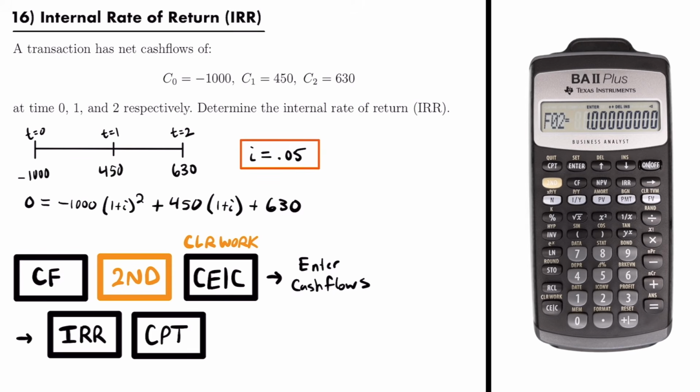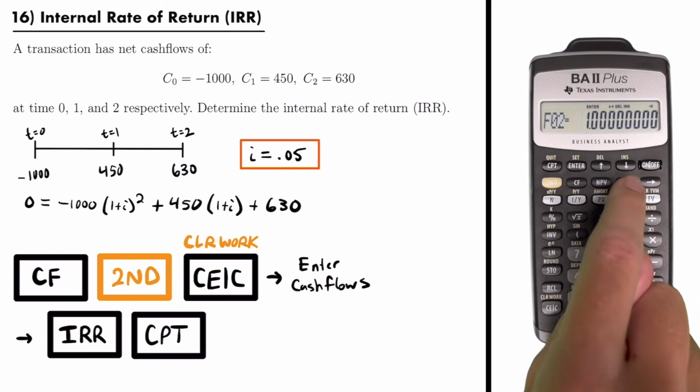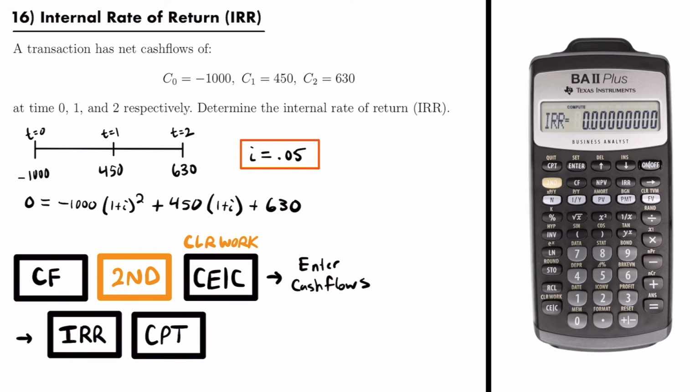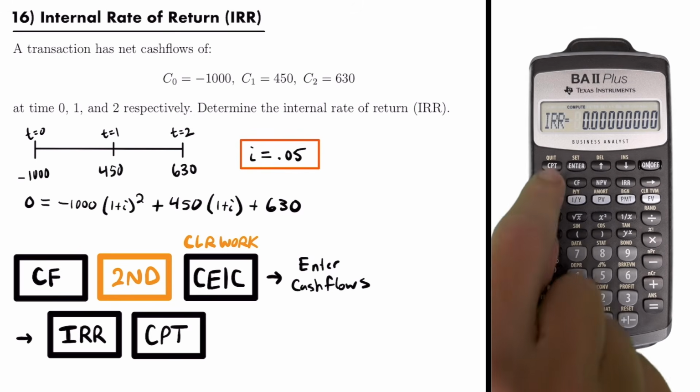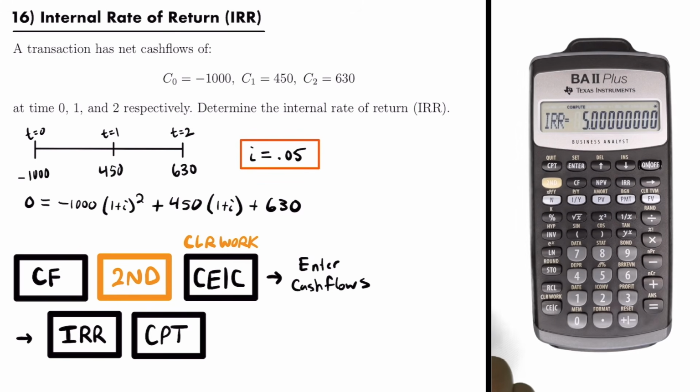Now all we have to do is hit the IRR button, or internal rate of return. And that button is found right here. So I'll hit that button. Here it says IRR, and you see up here it says compute. That's telling us that all we have to do is hit the compute button. And there is the internal rate of return of 5%. That matches up with our answer here, where I is equal to 0.05, which is the same as 5%.